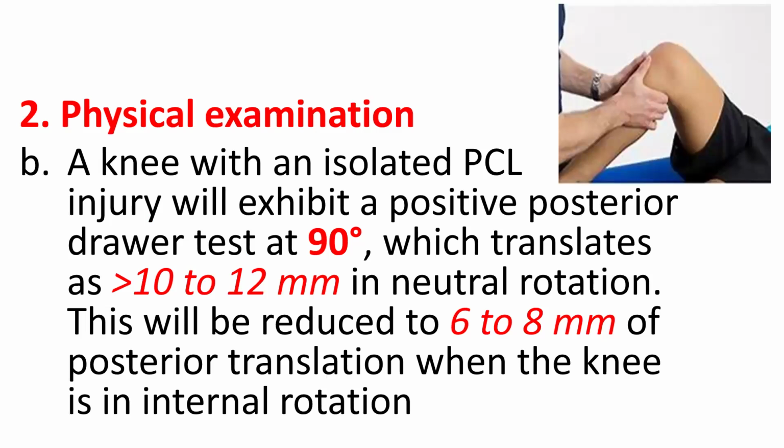A knee with an isolated PCL injury will exhibit a positive posterior drawer test at 90 degrees, which translates as greater than 10 to 12 millimeters in neutral rotation. Pay attention very carefully to what I'm telling you now. In neutral rotation, when you do a posterior drawer test, the tibia will translate posteriorly greater than 10 to 12 millimeters. But this will be reduced to 6 to 8 millimeters of posterior translation when you put the knee in internal rotation. So it decreases with internal rotation.